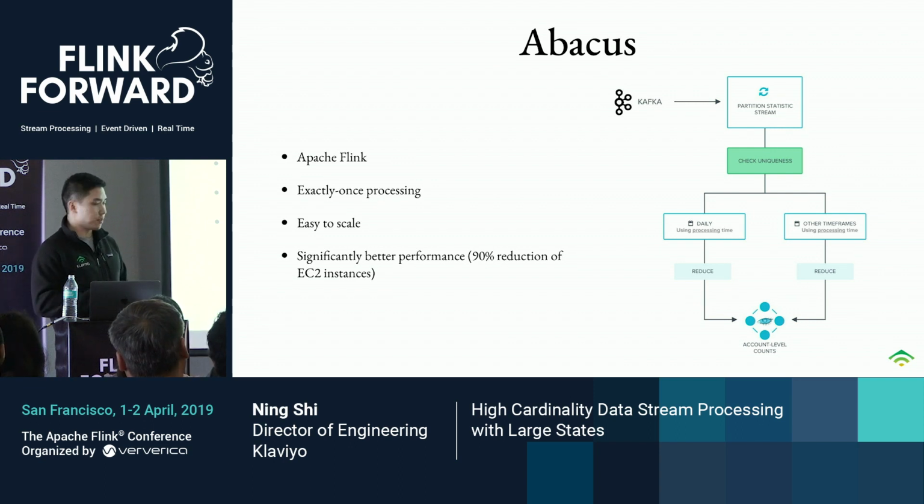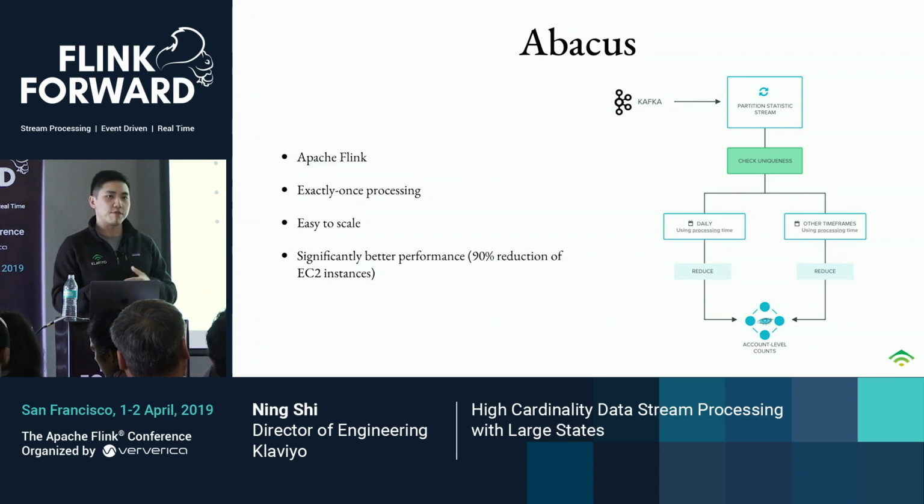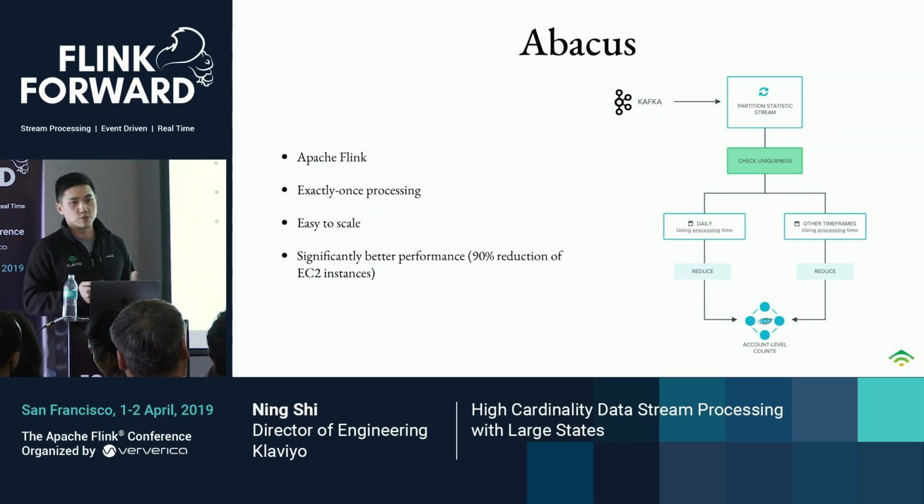And the benefits were these. We gain exactly once processing. We no longer have to worry about transactions flowing through part of the system and then failing on the other part, because a Flink job guarantees exactly once processing. This is a really nice thing to not have to think about or code around.